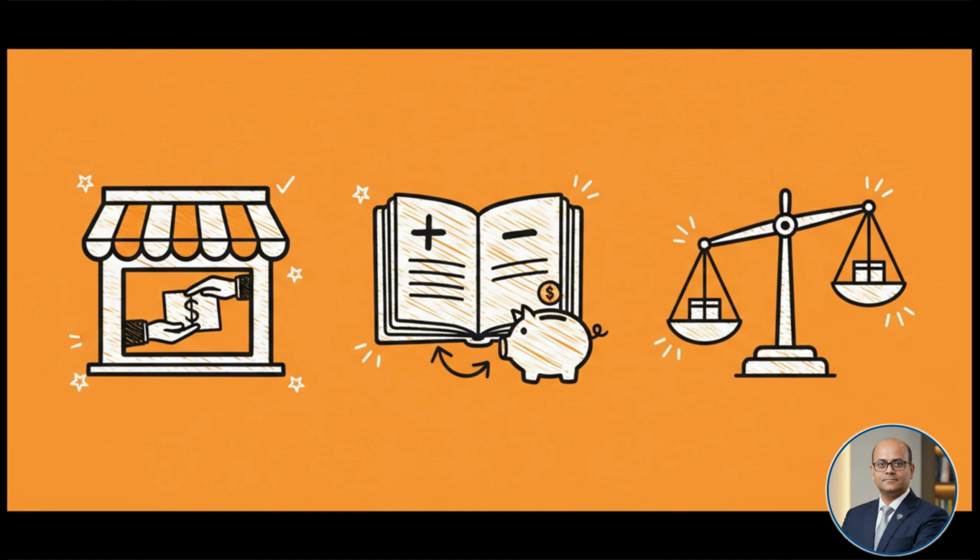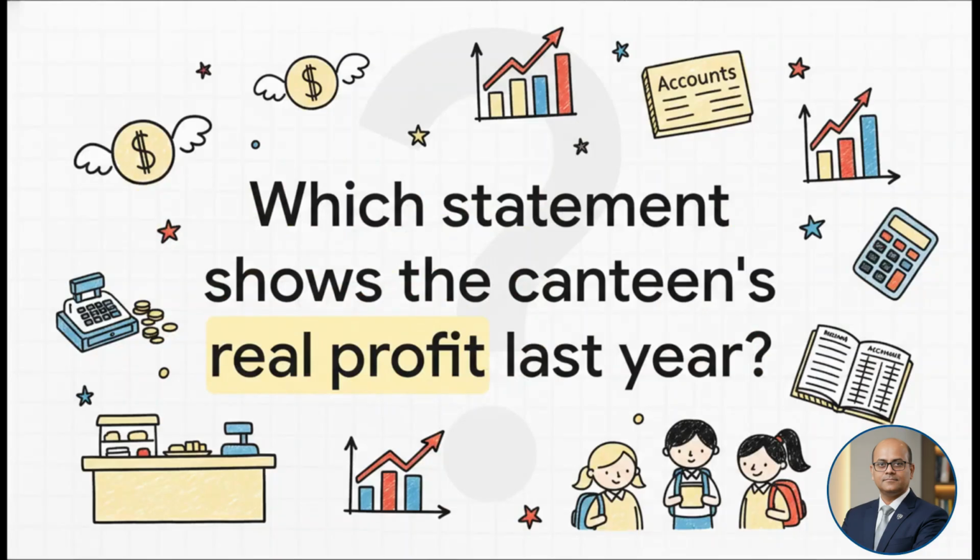So students, today we learned the basics of final accounts. We learned what is a trading account, a profit and loss account, and a balance sheet. Now, before we finish, I have one question for you. I want you to think about this. Imagine your school canteen owner comes to you and he asks, Beta, can you tell me if I made a real profit last year? So which statement will you prepare for him? Think about this. And please revise this topic at home. We will discuss it more in the next class.